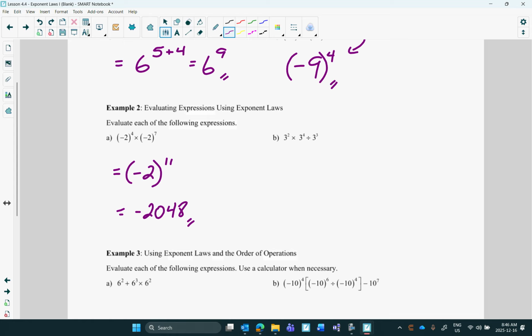Instead of finding all these separately and then doing the operations after, can we write this as a single power? What do we do with these exponents? Add them, and then we would go 2 plus 4 minus 3, which gives me 3 to the 3rd, which you could do without a calculator. 27? 27 is correct.